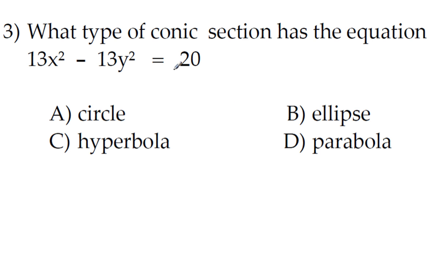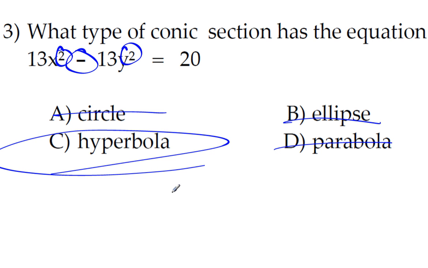Alright, which one of these is this thing? Hey, minus sign. Two things that are squared. It means it is not a circle, it's not an ellipse. Two squared things means not a parabola. It must be a hyperbola.